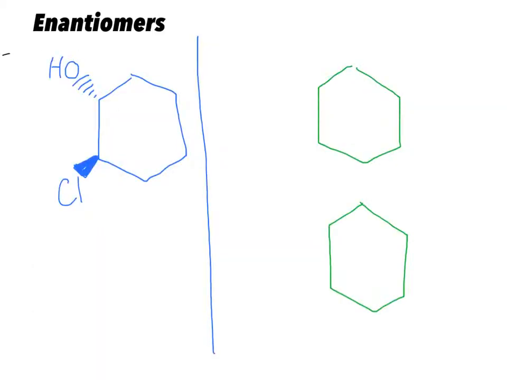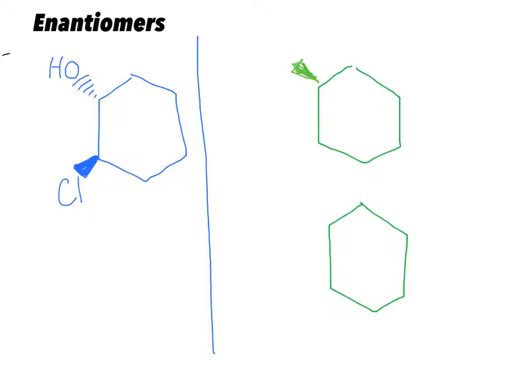So enantiomers are basically mirror images of one another. In this molecule we've got a cyclic hexane structure, an OH group, and a Cl group. With an enantiomer, to draw one, there's basically two ways to do it. You can either flip the wedges of the structure.